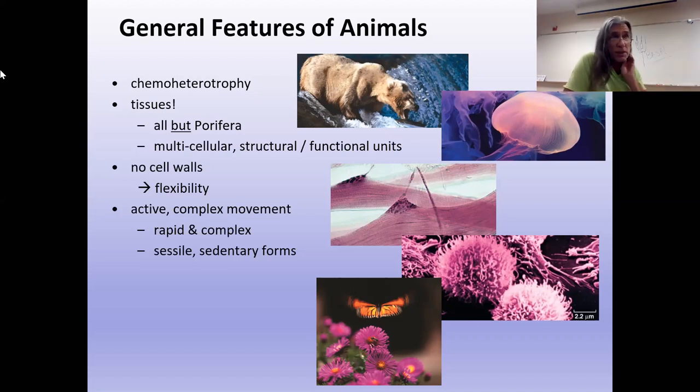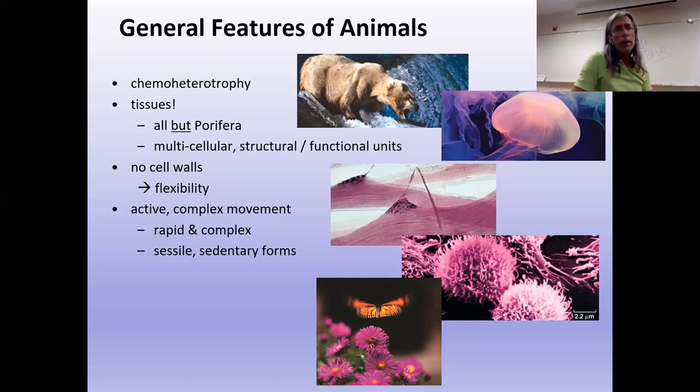Cell walls are good if you're going to stand still and you don't have a skeleton. But when you're an animal, you're not really into that because you're capable of the last characteristic on this slide, which is moving around a lot. Active, complex movement. Again, the jellyfish kind of pushes the extreme. Do sponges move? There's a stage in them that does. Do plants move? Well, they turn toward the sun, but that's not what we'd consider complex movement, right? Although there are those weird slime molds we looked at that seem to have really bizarre, complex movement. But again, we're lumping all these characteristics together.